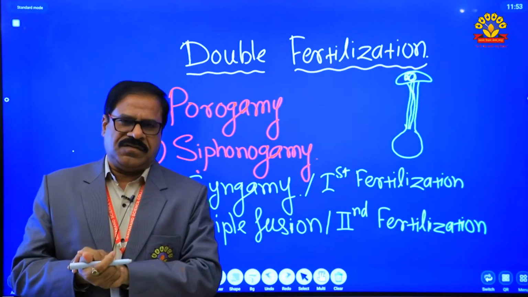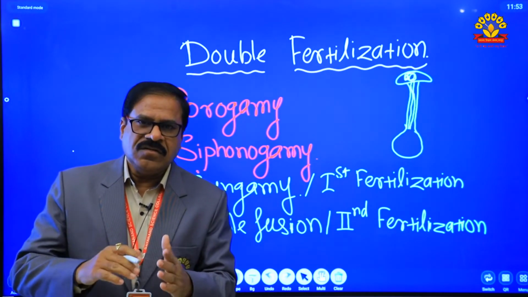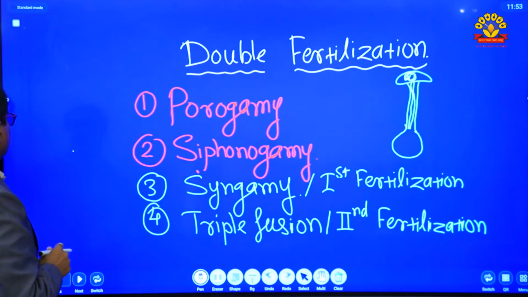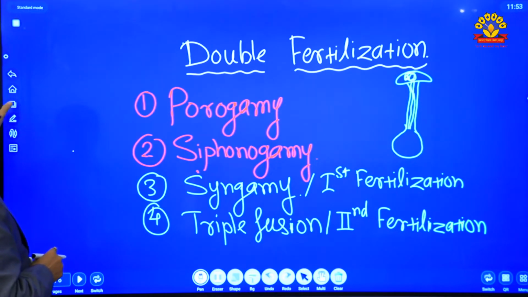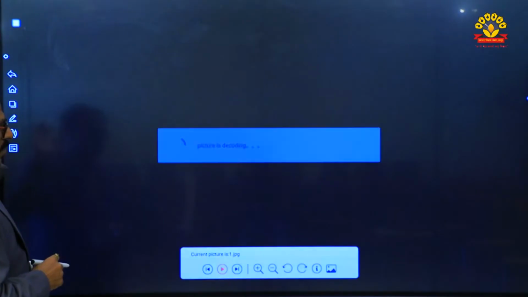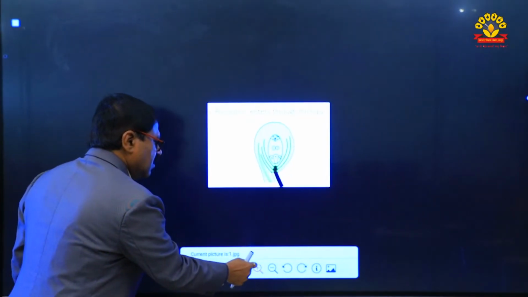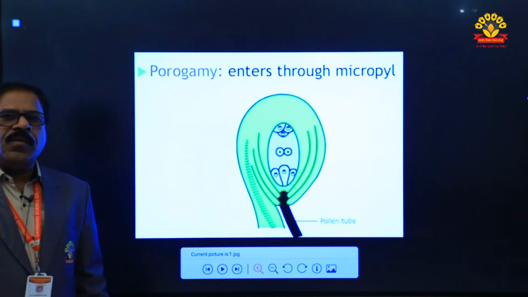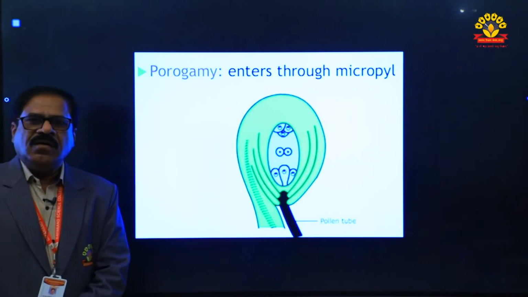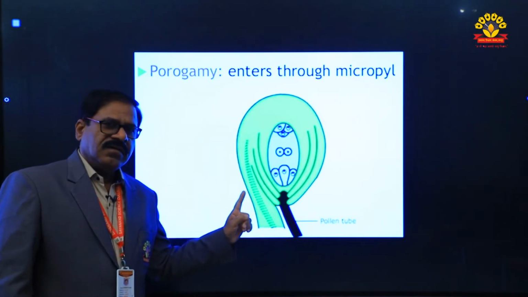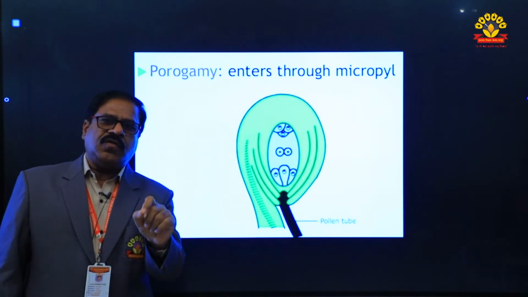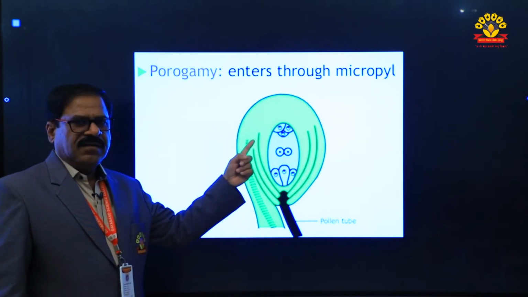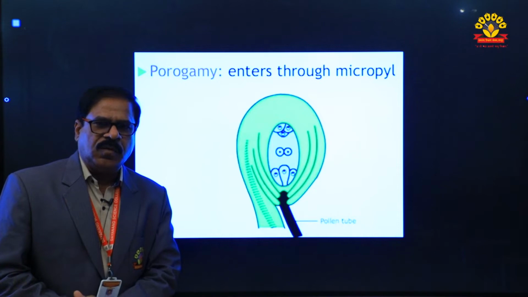by three different methods, so that the entry of the pollen tube in the ovule body is described by three different terms. The first type of entry of the pollen tube in the ovule body is known as porogamy. The first one, entry of the pollen tube in the ovule body through the micropyle, is described as porogamy.